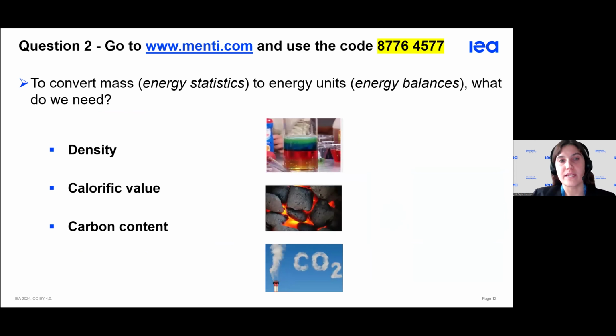So now let's do a quick Menti. In order to convert mass, which is the different units of the commodity statistics, to energy units, which is the units of the energy balance, what do we need? The options here are density, calorific value, and carbon content.